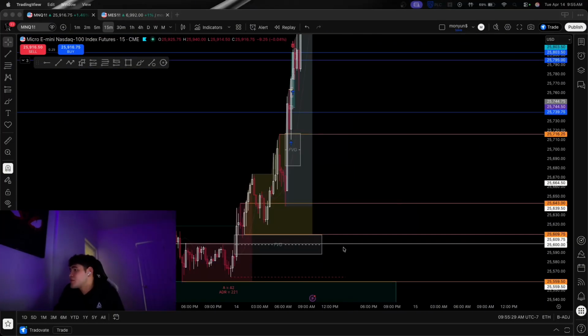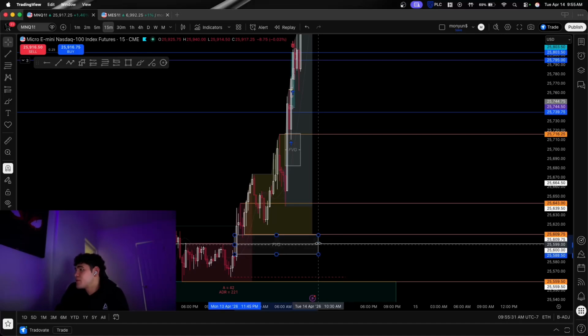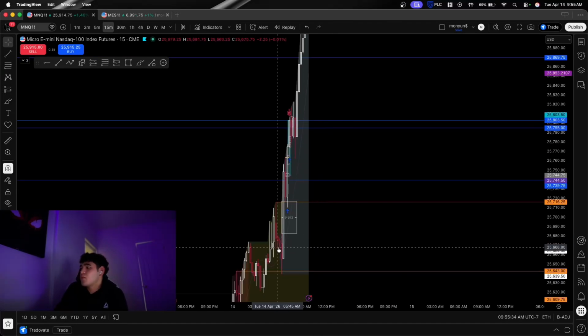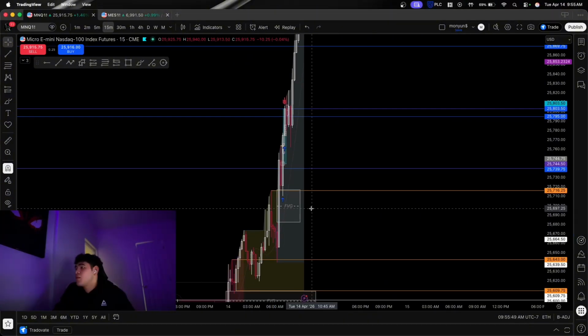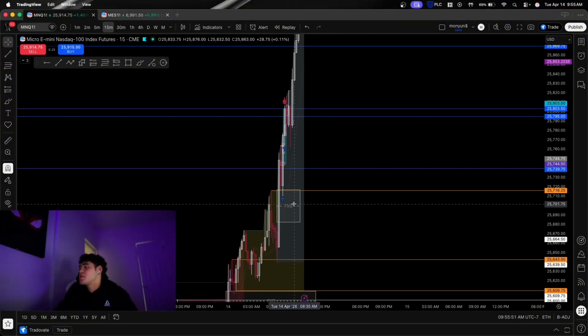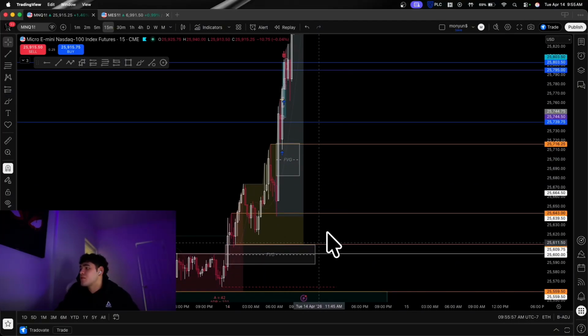So you guys can see that on Asia session, we created this 15-minute fair value gap. And then when market opened, we created another 15-minute fair value gap. So right here, we're expecting either price to retrace back into this fair value gap and go for higher, or to inverse this gap and take out these lows down here.